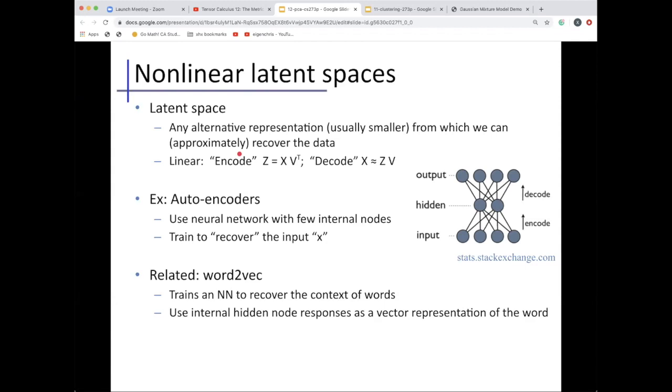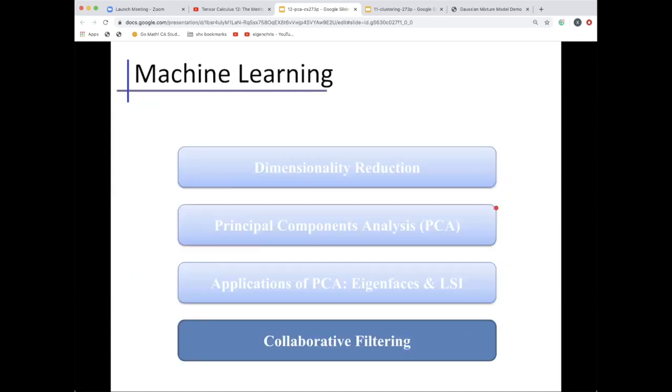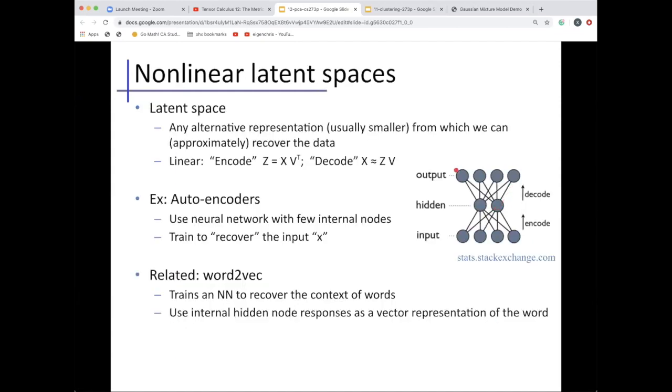Obviously, this is a linear methodology, because it is based on linear combinations of your input features, and you can extend that into a nonlinear methodology using something called an autoencoder. That has become a very popular topic nowadays. Essentially, you can think of a neural net here. This is the input X, which goes through hidden nodes with fewer nodes, and then you try to produce an output with the same dimension as the input.